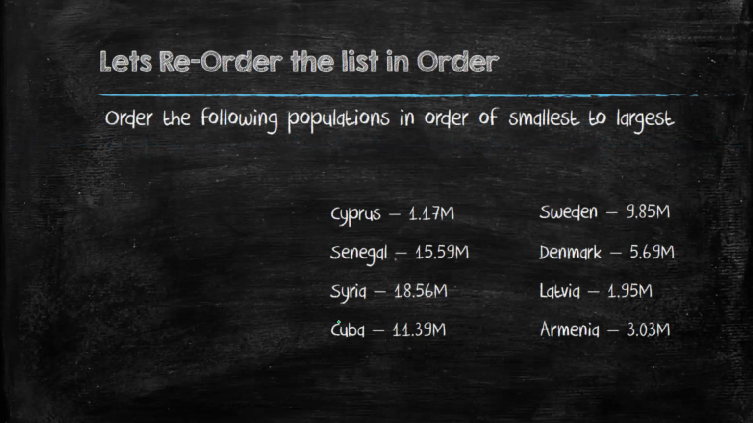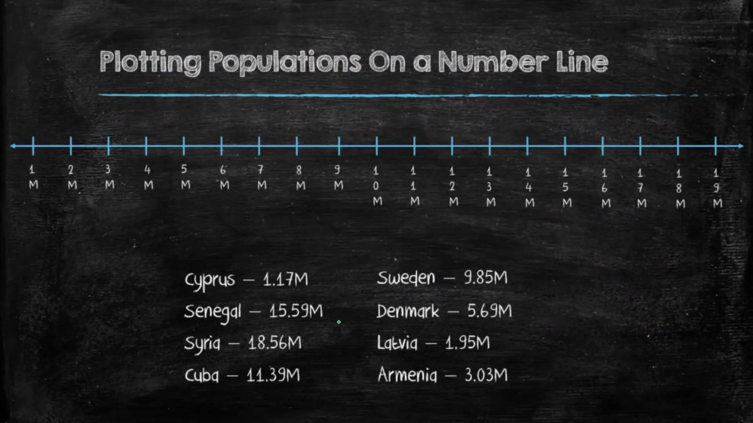Now let's try ordering these countries, right? So let's do this very simple question here. Order the following populations in order of smallest to largest, right? So here they're all mixed up, right? How would we order them? Well, we kind of did that in the previous presentation. We kind of ordered them.